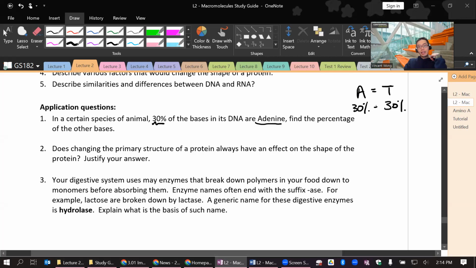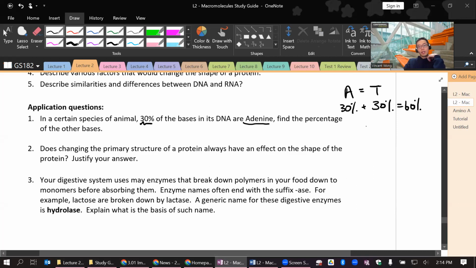Okay, so if you add these together, that makes up 60% of all the nucleotides. Which means 100 minus 60 would give you 40%. Right? The remaining 40% is a combination of C as well as G. Since cytosine equals guanine, it will be 40 divided by 2. So that's 20% and 20%. Okay.